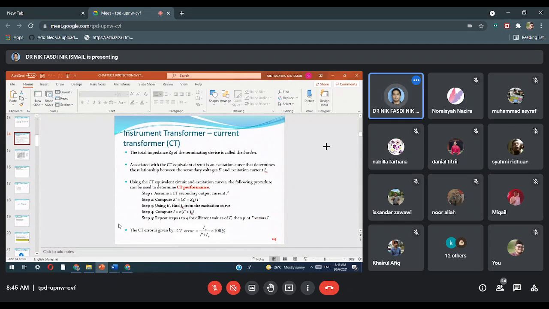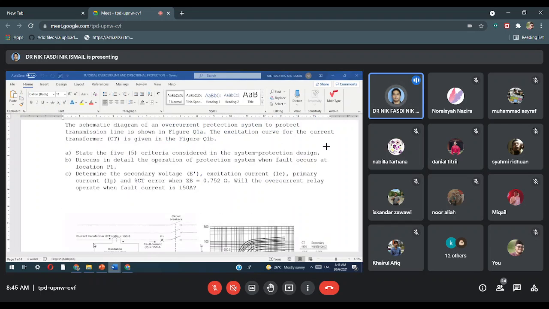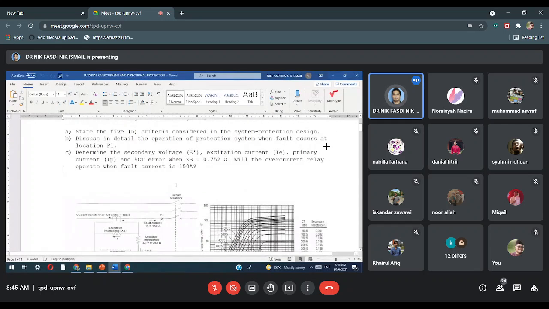Ni pun ada kat sini, the total impedance terminating a device called burden ataupun impedance. So kita akan guna equation ni lah later on in order to determine all the question kat sini lah. You need to determine the E prime, IE, CT ratio, percentage ratio, etc., by using the value of ZB is 0.752 ohms. Will the overcurrent really operate when the fault current is, okay, now it's given, let's say the fault is 150 ampere. What happened to the overcurrent?